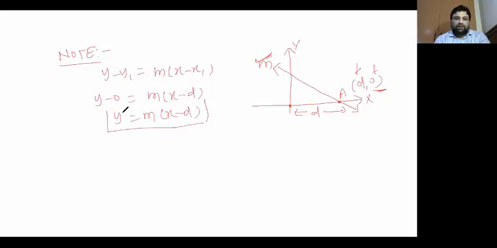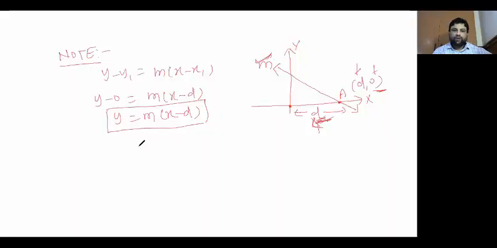So this is the formula when in a problem they give the x-intercept. This is called x-intercept. Clear? Any problem? So here we derived the formula y is equals to m times x minus d, where d is called the x-intercept, the portion of the x-axis which is cut by this line. And this portion is to the right side of the origin. We need to keep that in mind.